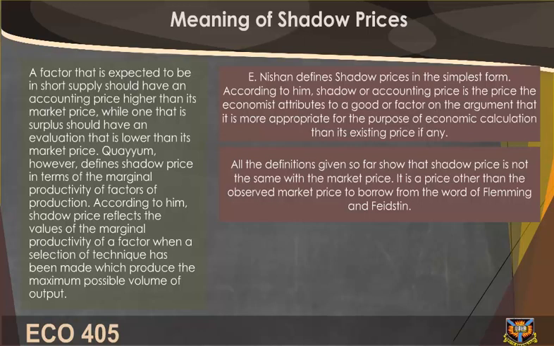E. Nation defines shadow prices in the simplest form. According to him, shadow or accounting price is the price the economist attributes to a good or factor on the argument that it is more appropriate for the purpose of economic calculation than its existing price, if any. All the definitions given so far show that shadow price is not the same as the market price. It is a price other than the observed market price, to borrow from the words of Fleming and Feldstein.